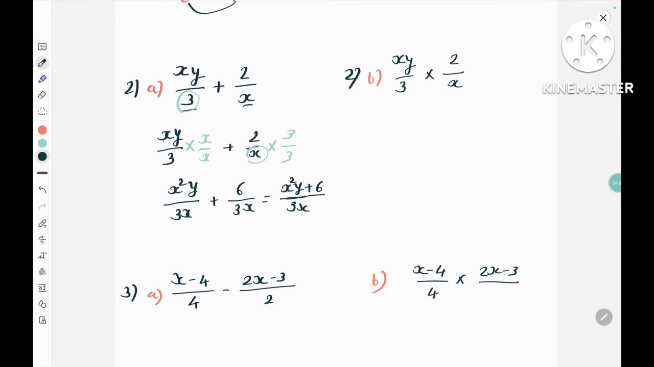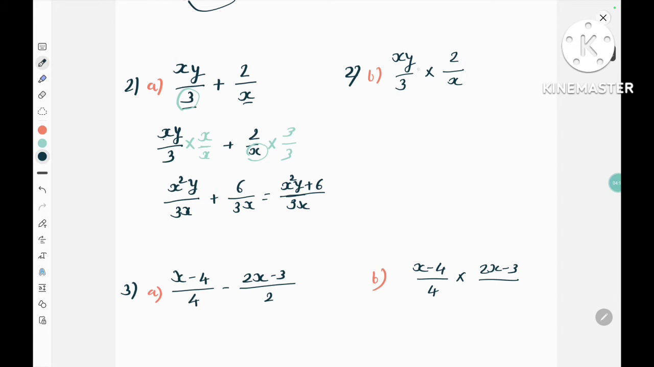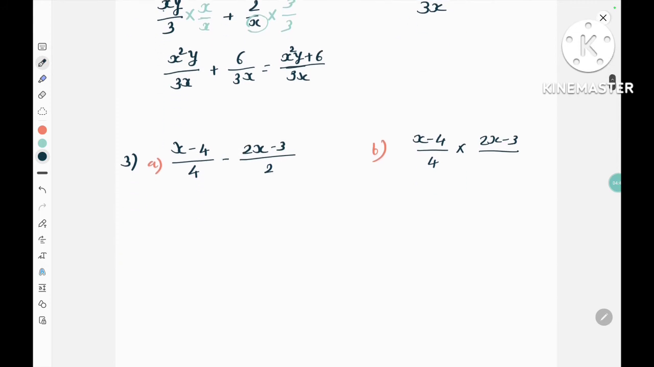Okay, let's move on to 2b. Here we have to multiply. Between the two fractions we have a multiplication sign, so we are going to multiply. xy times 2 is 2xy, right? And 3 times x is 3x, right? It's super easy. Remember, multiplication is much easier with fractions than addition or subtraction, right?